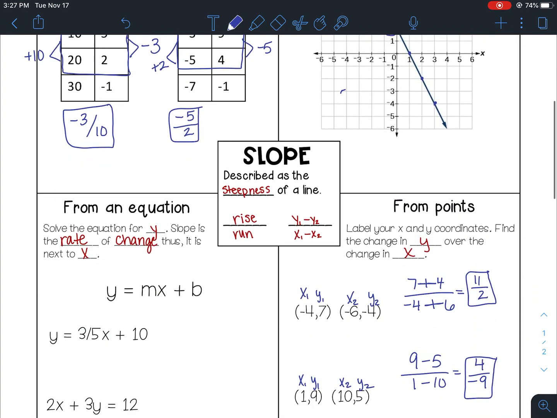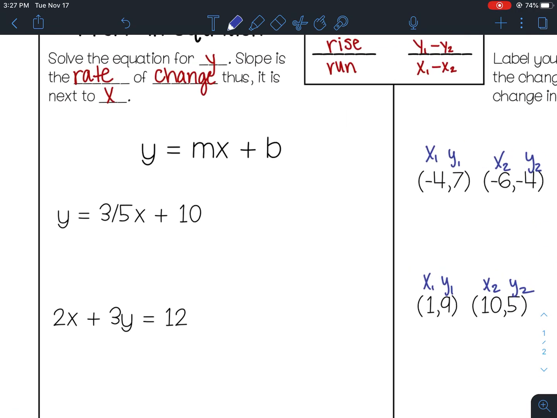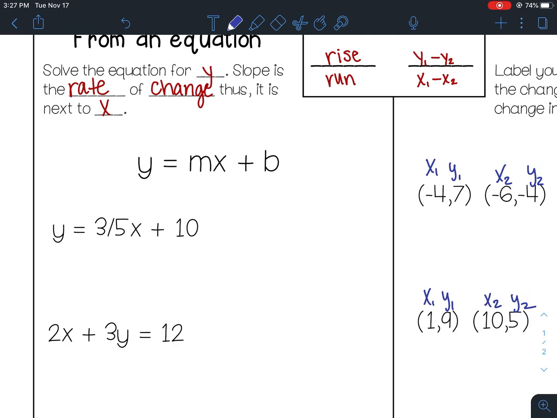The last section we're going to talk about is finding slope from an equation. We're going to solve for y. Once we solve for y, slope is our rate of change. Thus, it is next to our x. So when we get it into y equals mx plus b form, which we're going to talk more about next semester, but again, you should have touched on this in 8th grade, m is going to be that slope. So we're going to find what that number is next to x, and that is our slope.